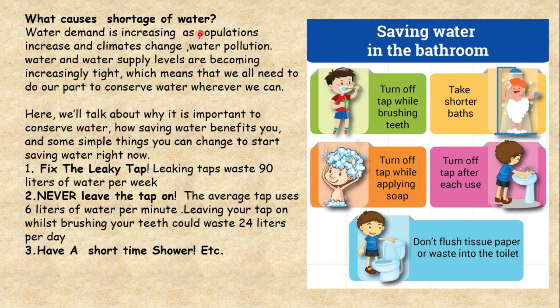What causes the shortage of water? Why should we use it sensibly? It depends on our use; water demand is increasing. Why? Because water shortage occurs as the population increases and the climate changes. Another factor is water pollution. All these factors cause the shortage of water.